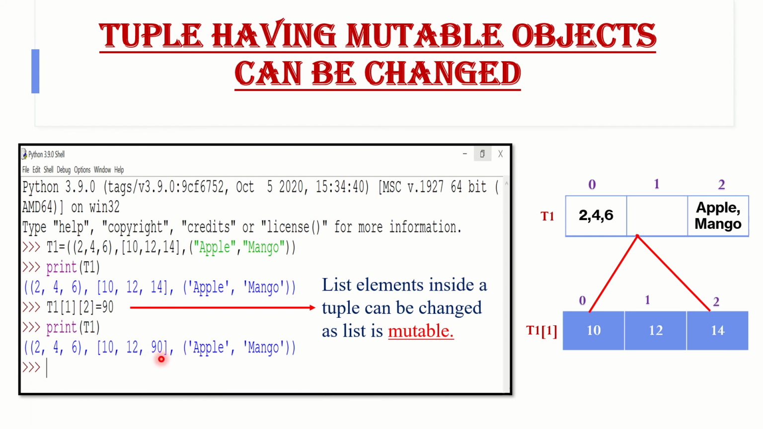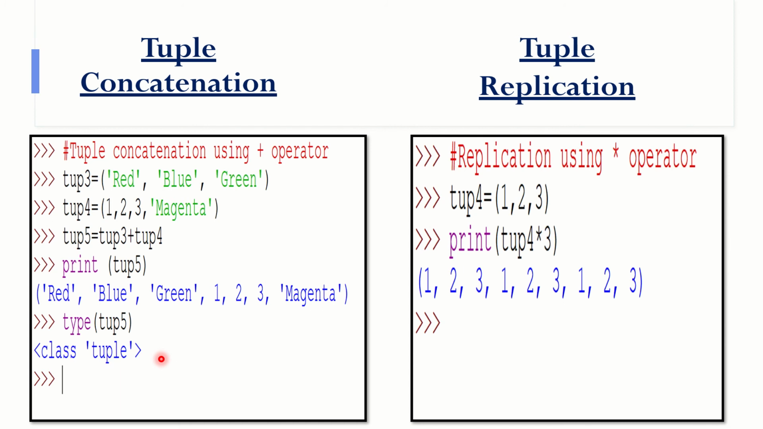So if a tuple contains a list, and since a list is mutable, I can change the contents of the list inside the tuple. Now, like list, we also have tuple concatenation and tuple replication. They work the same way as in the case of a list. I can join two tuples by using the plus operator.